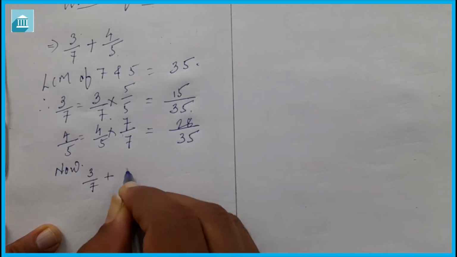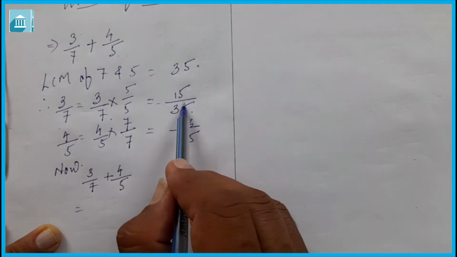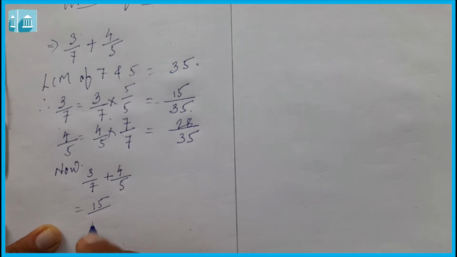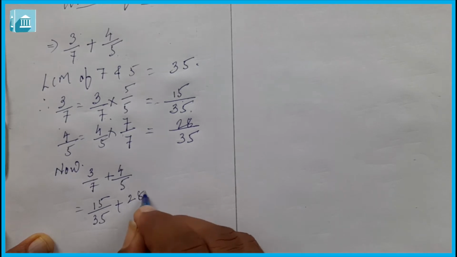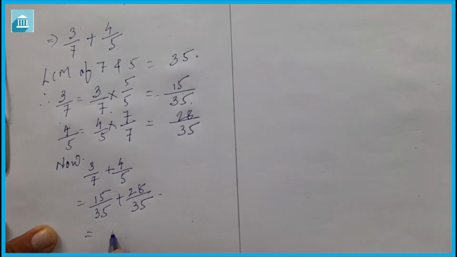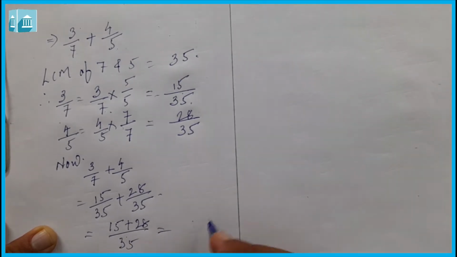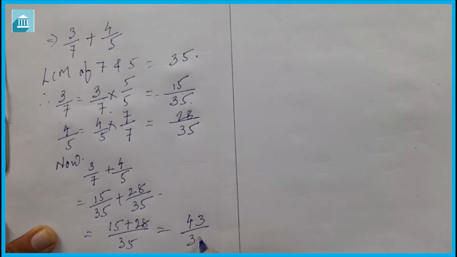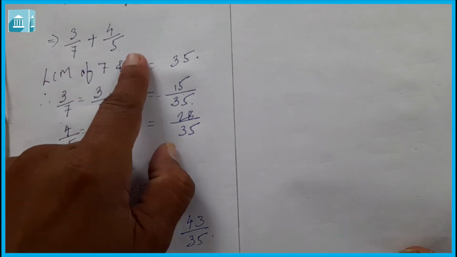Now 3 by 7 plus 4 by 5 is equal to 3 by 7, which is 15 by 35, plus 4 by 5, which is 28 upon 35. Now this will be equal to 15 plus 28 upon 35, which is equal to 43 upon 35. So in this way we can add unlike fractions.